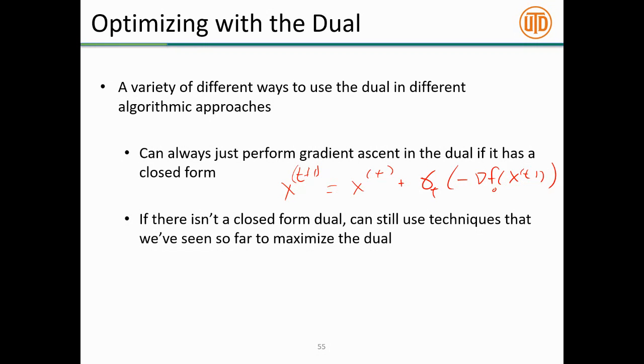In gradient ascent, you take a small step in the direction of the gradient. The gradient is the direction of steepest ascent. The negative gradient is the direction of steepest descent. So it's just a sign switch if you want to go from gradient ascent to gradient descent.